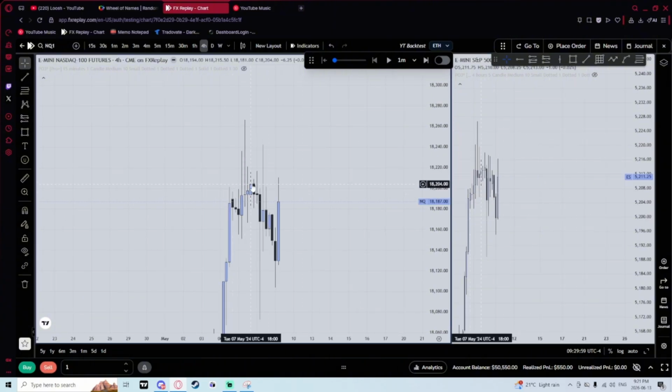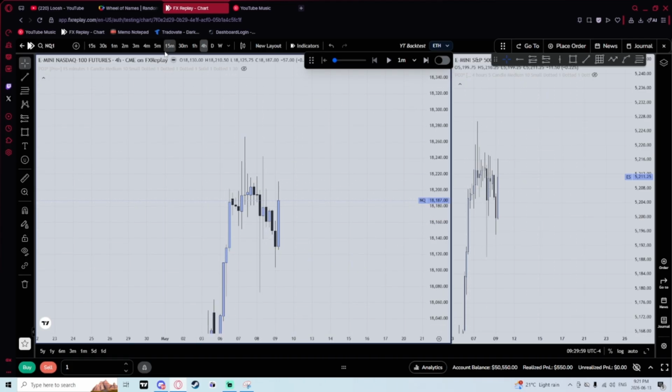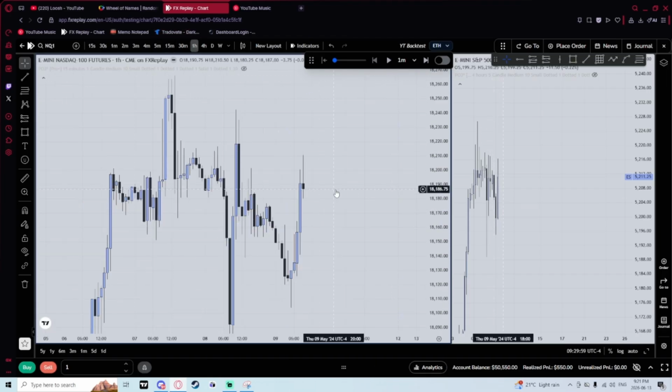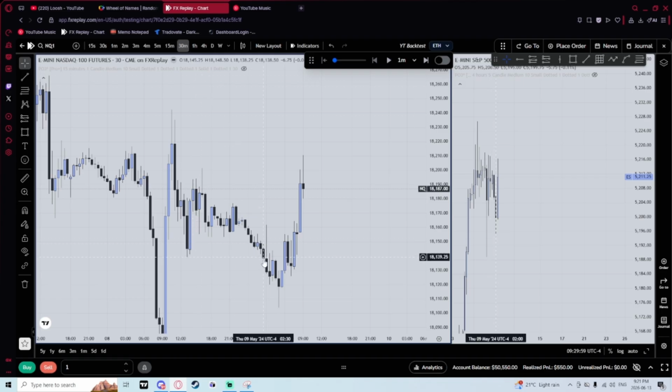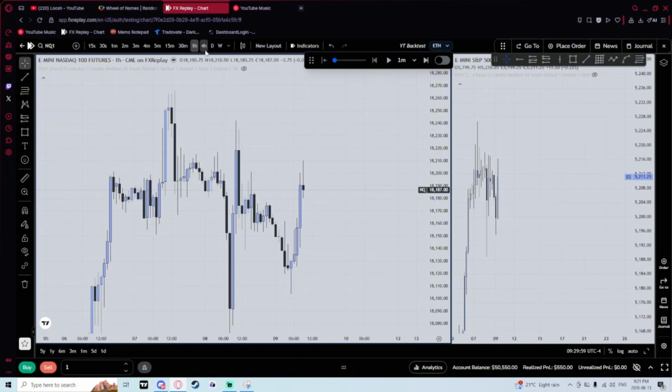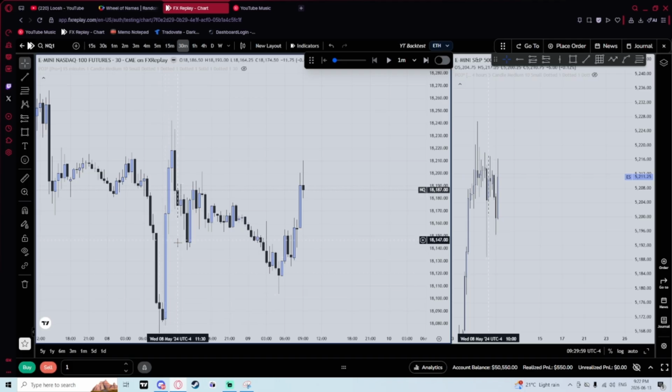This just looks like shit, to be honest with you. Wicks everywhere. Still obviously bullish, but it's very wicky. We could just look for a delivery from a 30-minute down here. This is London session low, which is not protected, or technically is protected.